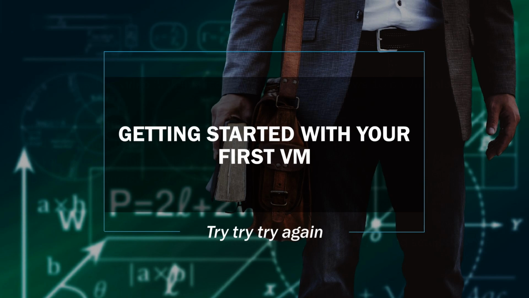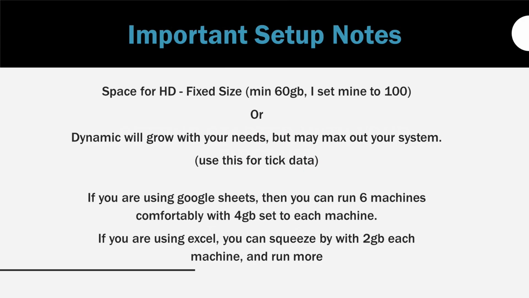So, space for the hard drive. You have two options. You either go fixed size or dynamic. Fixed size, I would say the minimum is 60 gigabytes. That's typically what Windows recommends. I set mine just to 100. That's just my personal preference, and I haven't hit that limit yet. Dynamic will grow with your needs. So if I was to set dynamic at 100, if I add more files, it'll grow. So if I have a 2 terabyte hard drive, I could grow it to the full size.